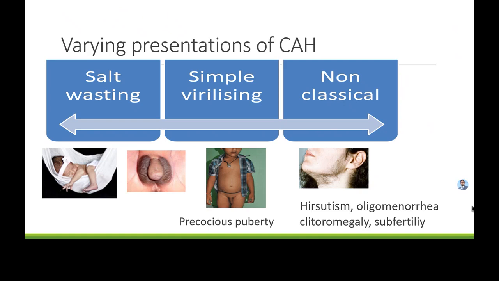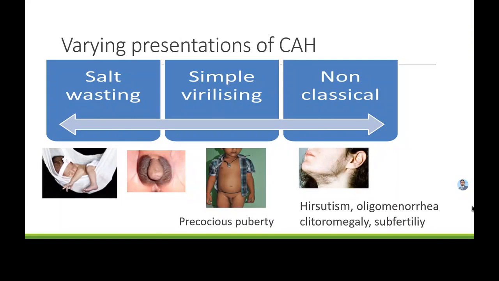So if it's the 21-hydroxylase enzyme, if there is some activity, then you get a little bit of aldosterone and hydrocortisol being produced. So you may not get salt wasting, but you can have what we call simple virilizing. The salt wasting and the simple virilizing together are called classical congenital adrenal hyperplasia.